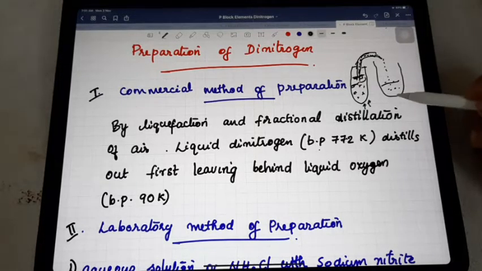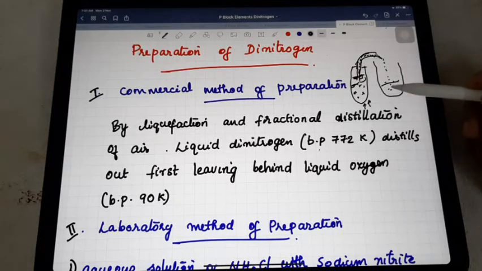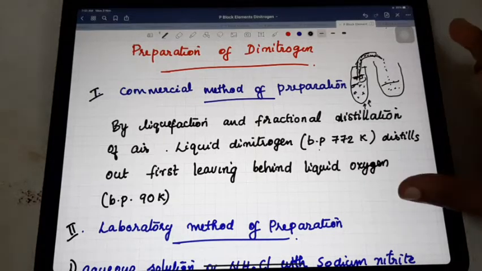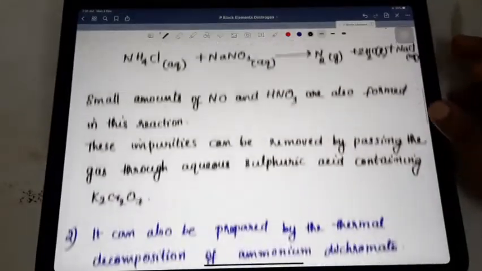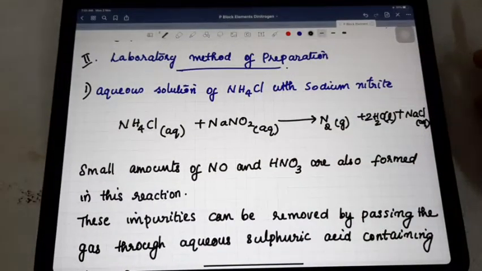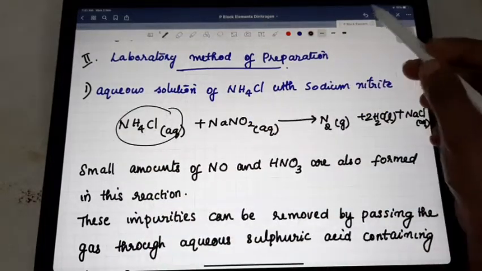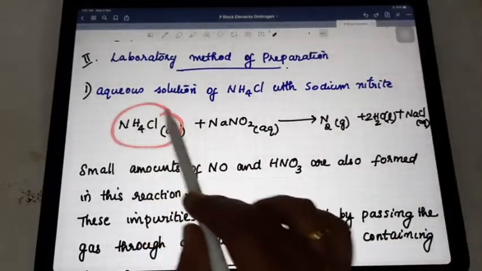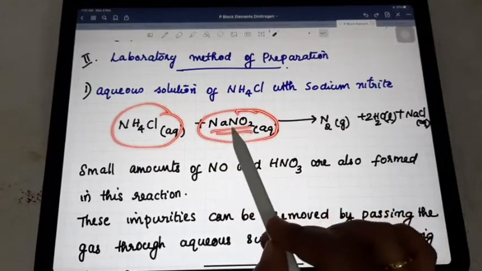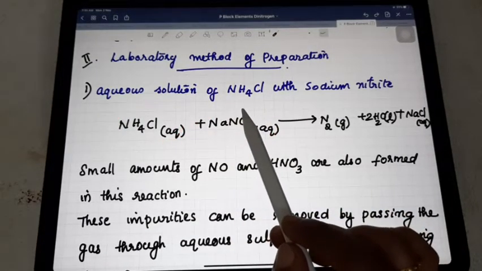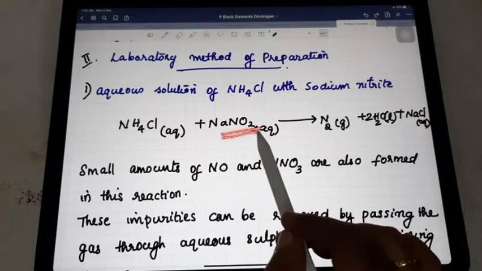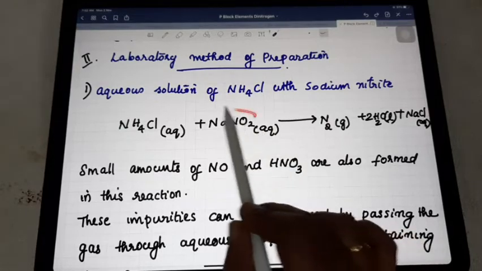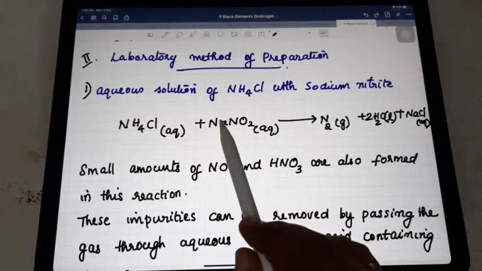Here we need nitrogen. Nitrogen has the lower boiling point, so that's why it comes first in this beaker and you can collect it first. The next one, laboratory method of preparation. Here we mainly use three methods of preparation. First one: an aqueous solution of ammonium chloride and also sodium nitrite. Sodium nitrite we use in the chemistry lab for organic chemistry portions, like dye preparation. When these react, it results in dinitrogen formation.